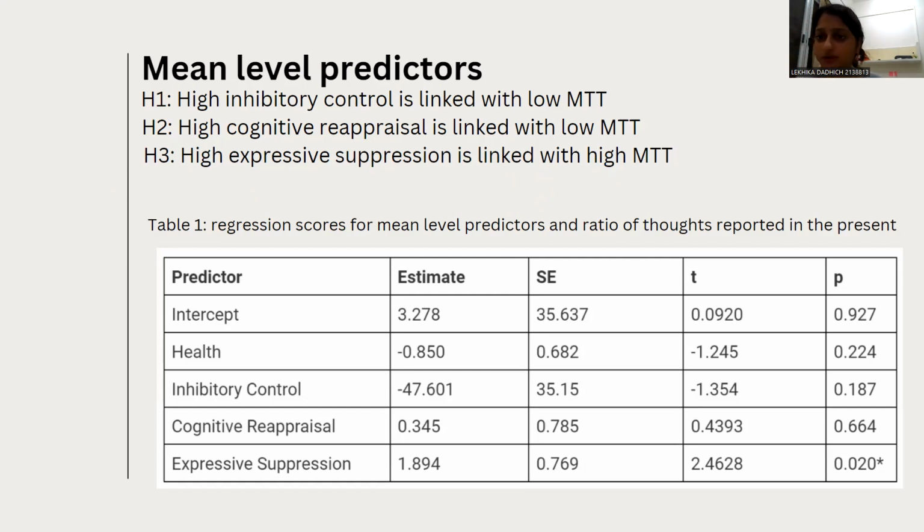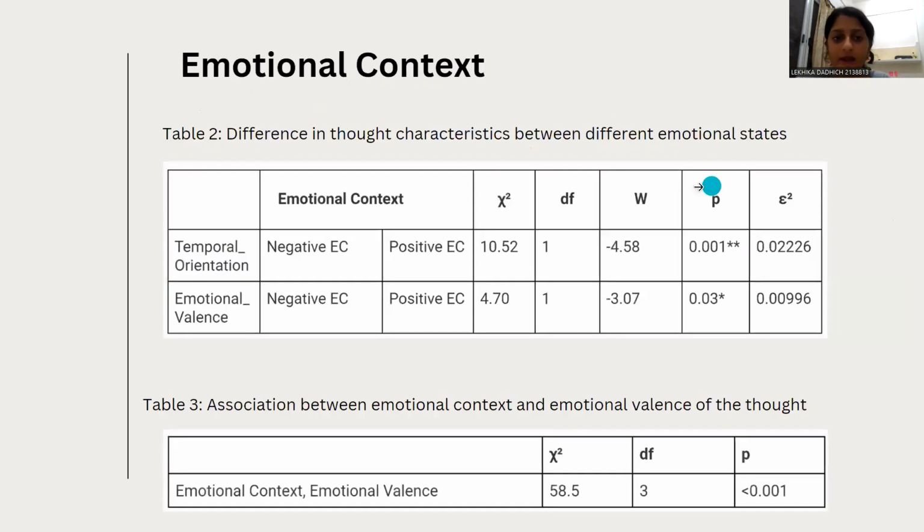Like if they're having thoughts about the future or the past, they might not be at an advantage to have control over those, right? But again, contradictory to my hypothesis, I did not find any significant difference.